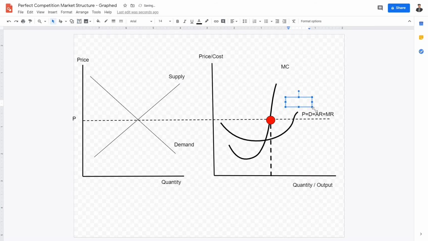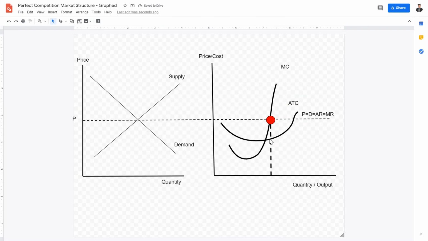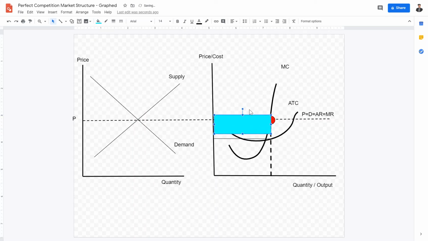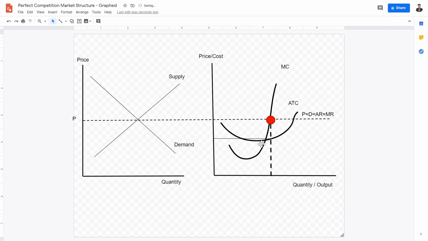So from this, you may be able to see that this firm right here has supernormal profits. Supernormal profits means that the average total cost is lesser than the price, so income is greater than cost. As you can see from this box that I am highlighting right here, this blue box shows that there are supernormal profits existing in the firm.